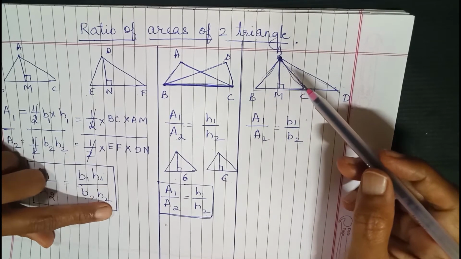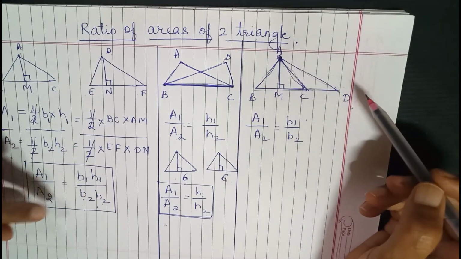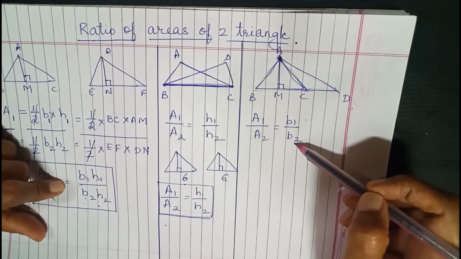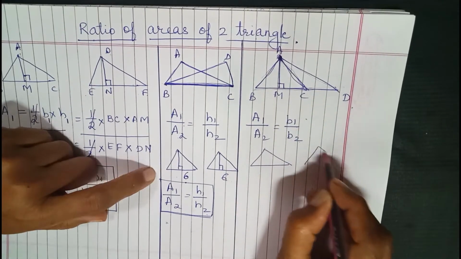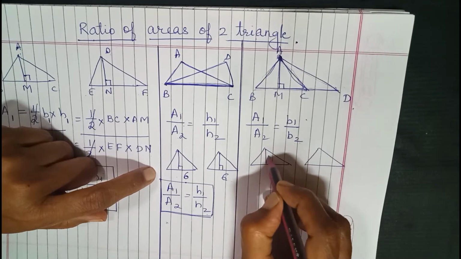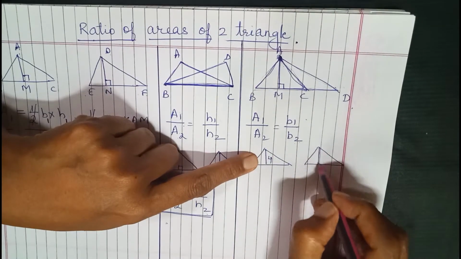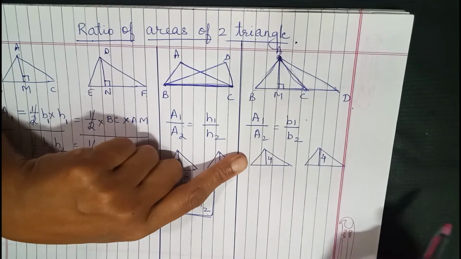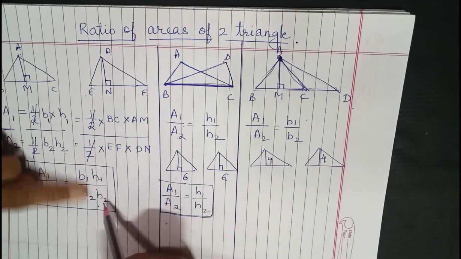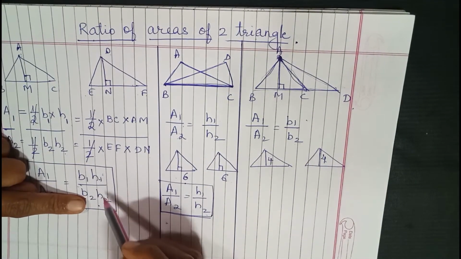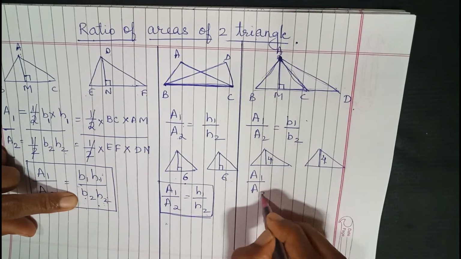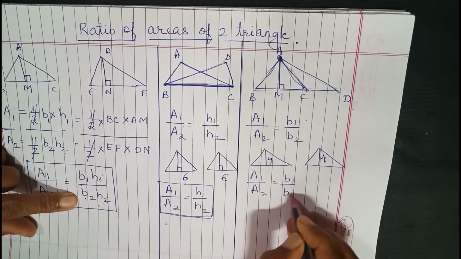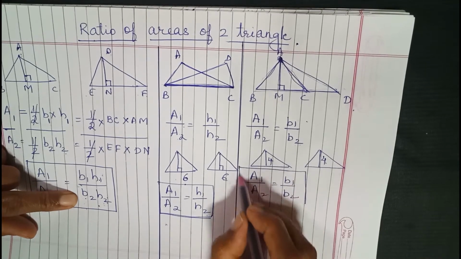So when you put the value here, H1 and H2 will get cancelled and what will remain is only B1 upon B2. Or again, as we saw here, if the heights are given equal in length, let us say this is given 4 centimeters and this is also given 4 centimeters, then when you substitute the values 4 and 4, the 4 will get cancelled and what will again remain is only B1 upon B2. So you see, these are the modifications to the formula.